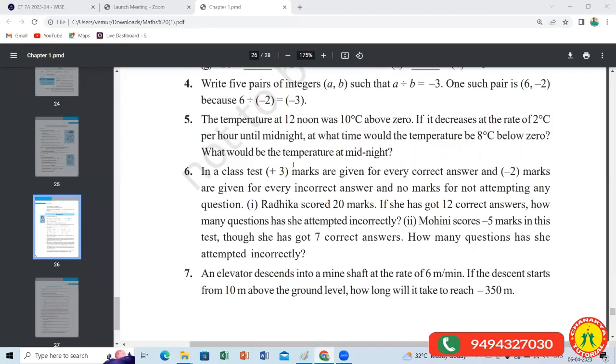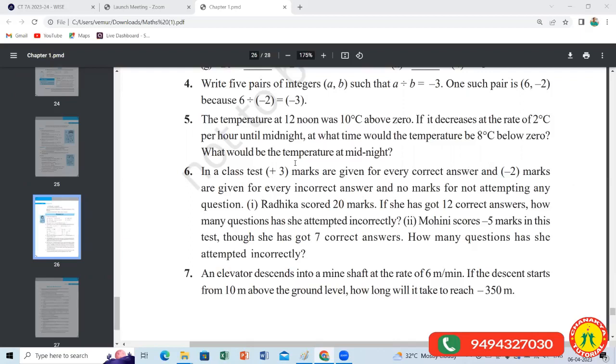Ma'am, is the temperature at midnight -14? The temperature at midnight is? Ma'am, -14 degrees Celsius. Excellent. At what time would the temperature be 8 degrees Celsius below zero? That means -8. Yes, ma'am. At what time will the temperature be -8?